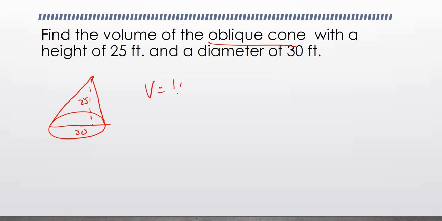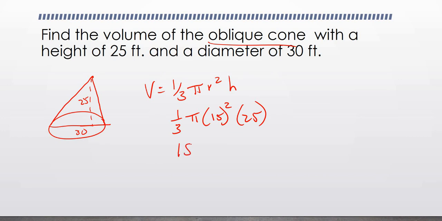So again, the volume is 1/3 the area of the base, pi r squared, times the height. In this case, it would be 15 squared times 5. And if you plug that all in, we get 1875 pi. And again, approximating that to decimal form, we get this decimal. And that, again, is feet cubed.